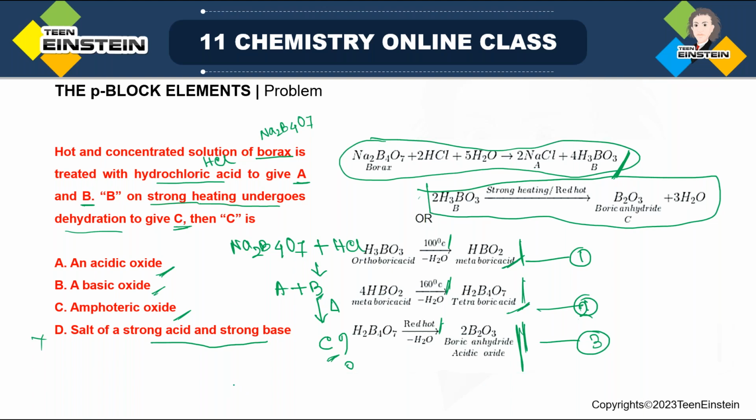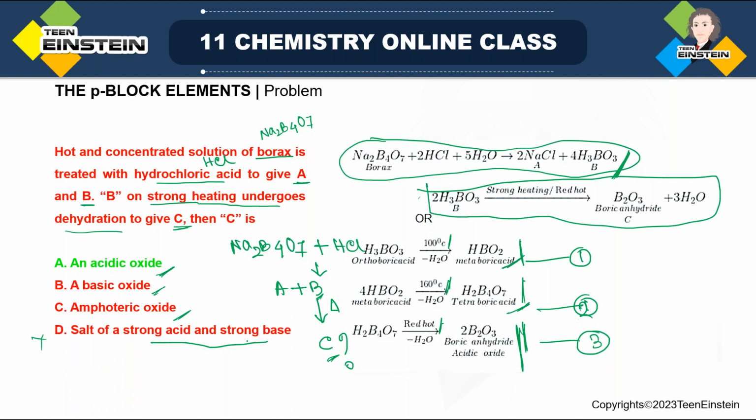And when you have some oxide of a non-metal, it is obviously acidic. Basic oxide is metal oxide, and in some cases there is amphoteric oxide, like Al2O3. But the first element of group 13, boron, its oxide is acidic. So that is why the correct option will be option A.